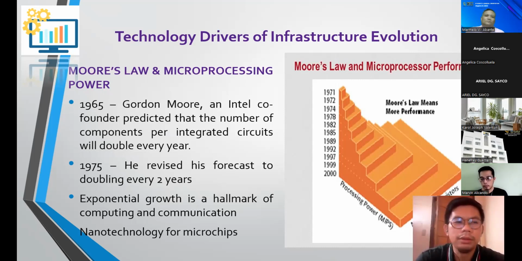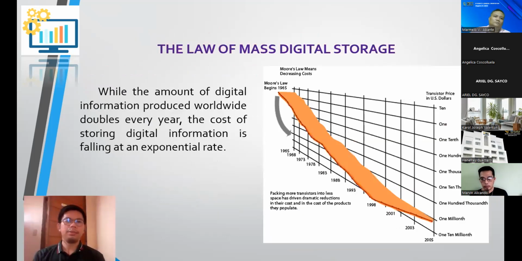also becomes cheaper. So the next technological driver of IT infrastructure evolution is the law of mass digital storage. So in the law of mass digital storage, it states that as the amount of digital information produced worldwide doubles every year, the cost of digital storage doubles each year at an exponential rate. So in this figure, the figure shown on the right side, shows the rapid changes in price per year.